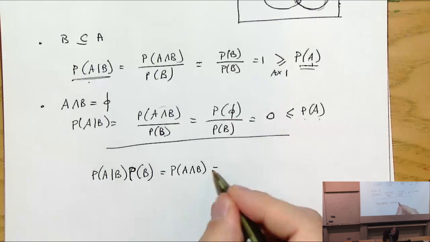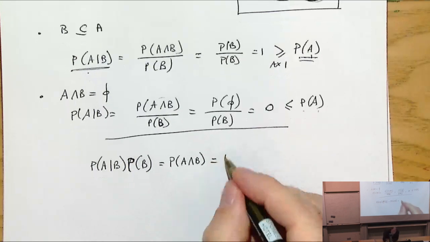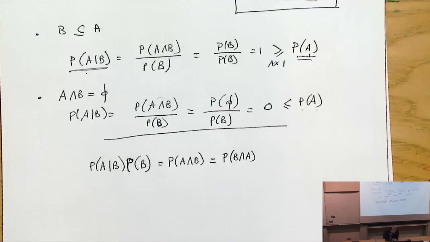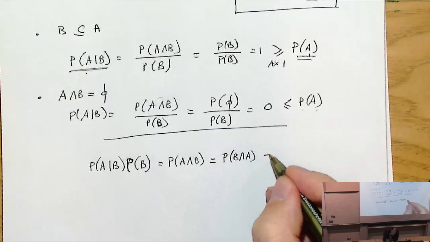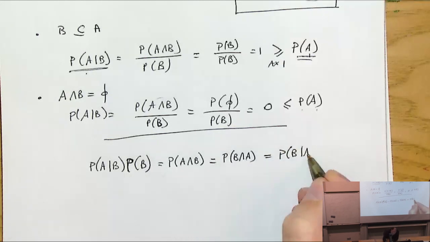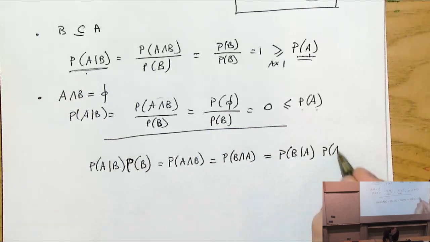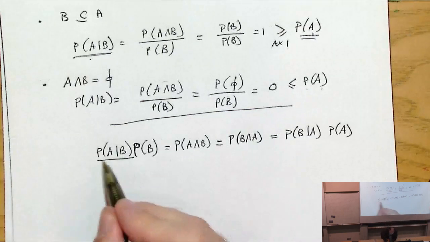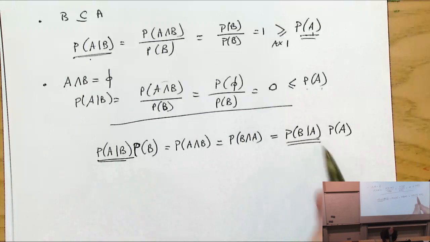Right, but I can also write P of A intersection B, that's the same as P of B intersection A, right? Intersection is commutative. So that's the same as P of B given A multiplied by P of A. Okay, so here you have a relationship between the conditional probability of A given B and the conditional probability of B given A, right? The relationship between P of A given B and P of B given A.